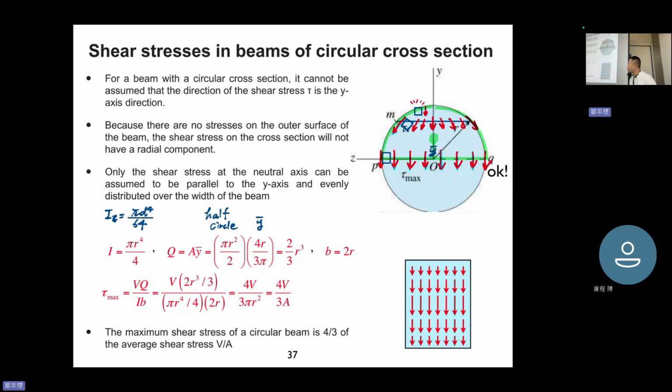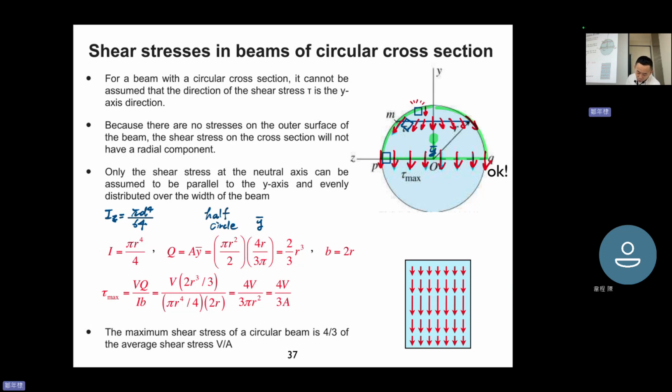So I suggest that maybe you can try that back home. Your y bar of the half circle centroid coordinates, you can determine that by using calculus integration. Okay, it should be okay. And then you can get this value of 2 over 3 r cubed. And b equal to 2r, right? So this is r, this is r, so 2r. So your tau max equal to 4V divided by 3A.